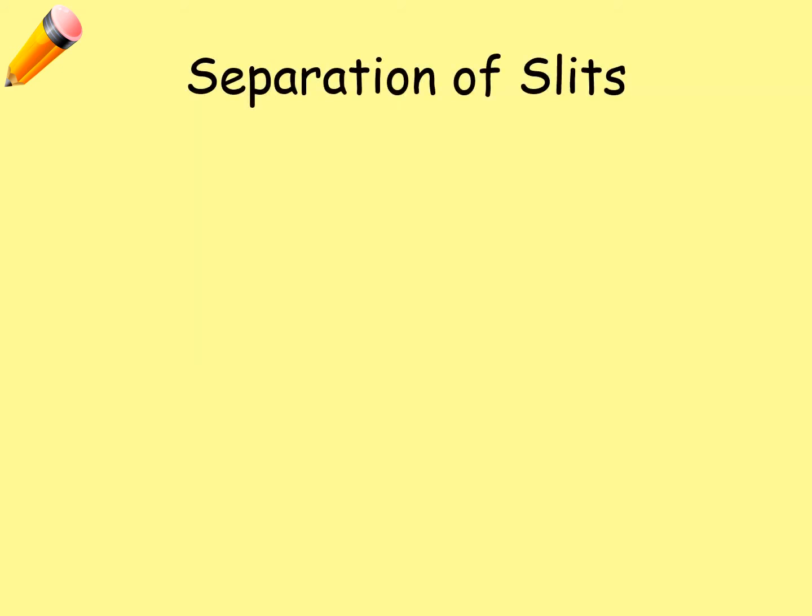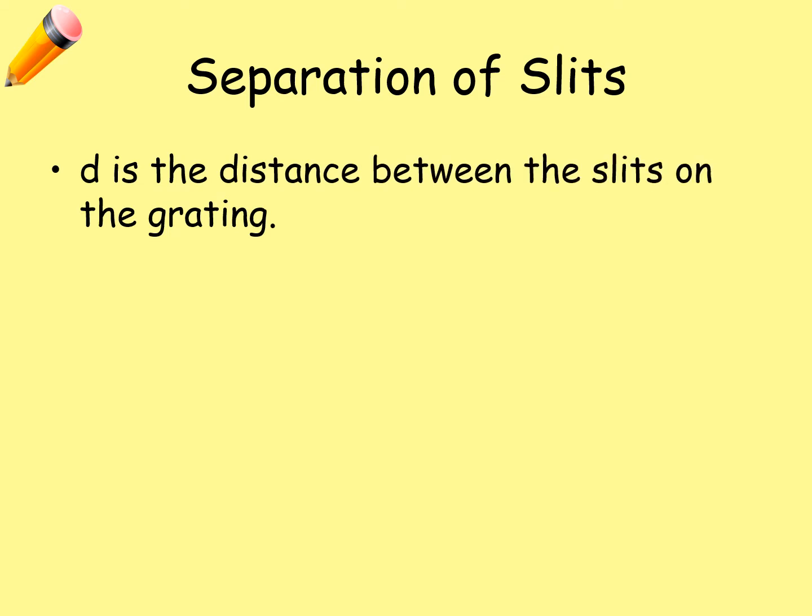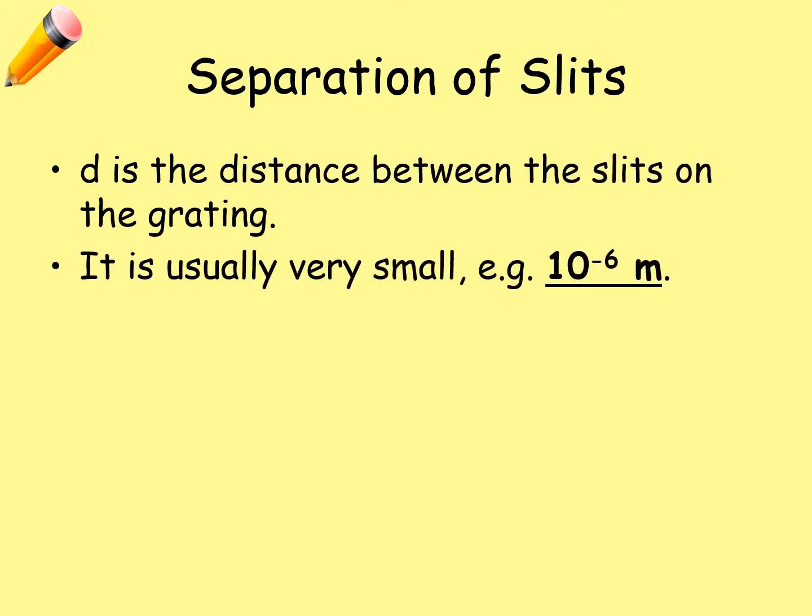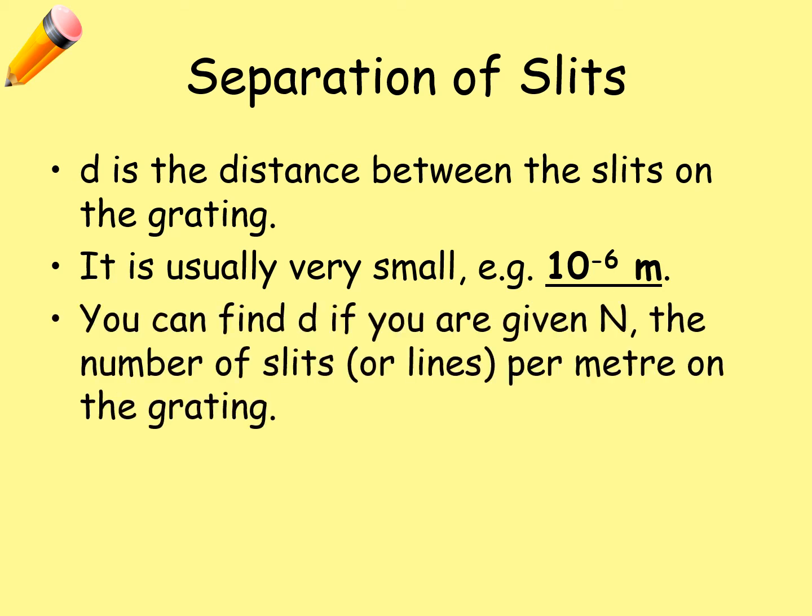Separation of the slits. d is the distance between the slits on the grating. It's usually very small, for example, 1 times 10 to the negative 6 meters. You can find d if you're given n, the number of slits or lines per meter in the grating, with the equation d is equal to 1 over n. Now this equation doesn't appear on the relationship sheet, but is really useful.